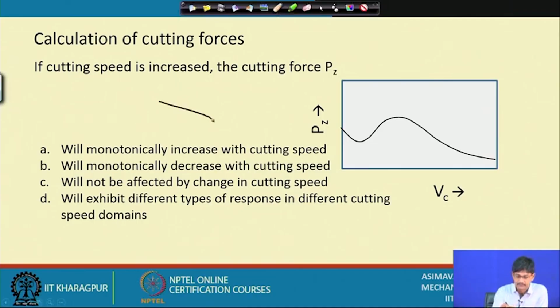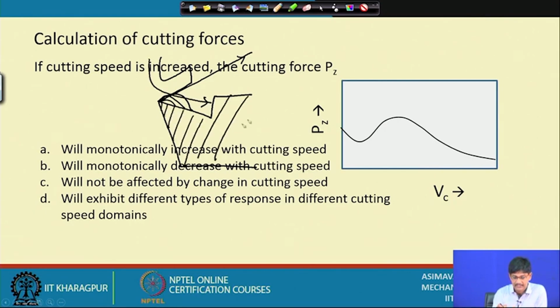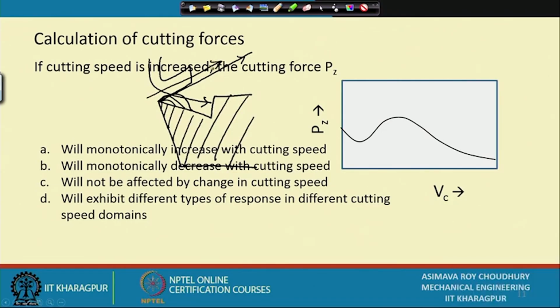If this be the tool, if this be the built up edge, this is the resultant direction in which the chip has to move when a built up edge has formed. And therefore, instead of flowing this way, instead of sensing the actual rake which is there on the surface of the tool, it senses a much higher negative value of rake, which means that forces are going to be high.